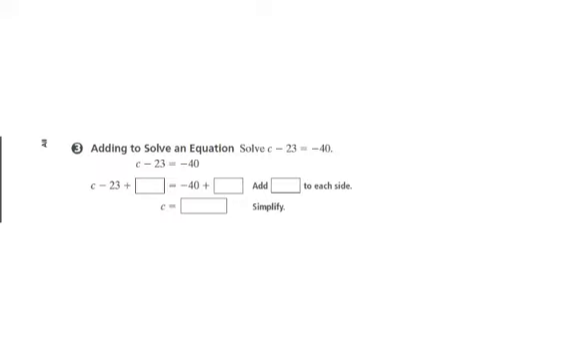For question number 3, we are going to be adding to solve an equation. The equation is C minus 23 equals -40. Find the variable. It's C. What's happening to the variable? Well, we're subtracting 23. So to do the opposite of that, we're going to add 23 to both sides of the equation. The 23's cancel each other out, so on the left-hand side, you're left with C. On the right-hand side, we have -40 plus 23. -40 plus 23 is -17. So C equals -17. And if you substitute that into the equation, -17 minus 23 does equal -40.